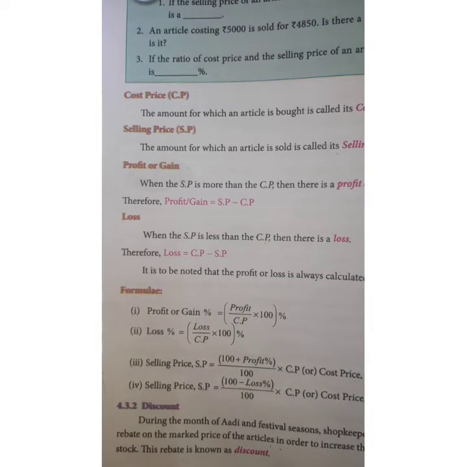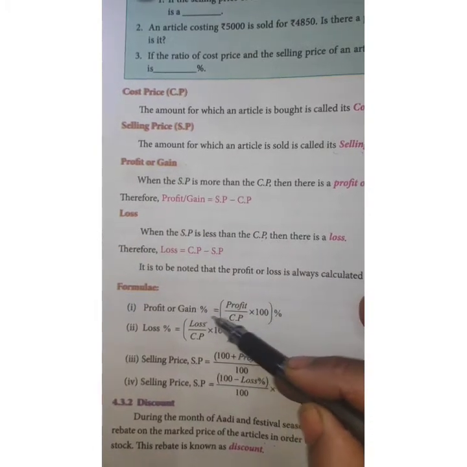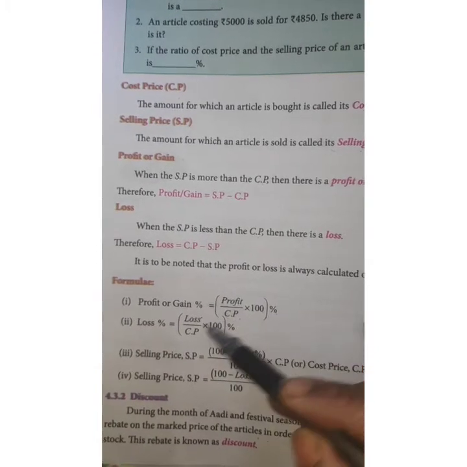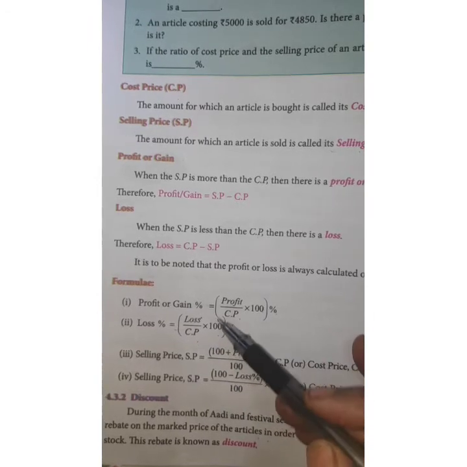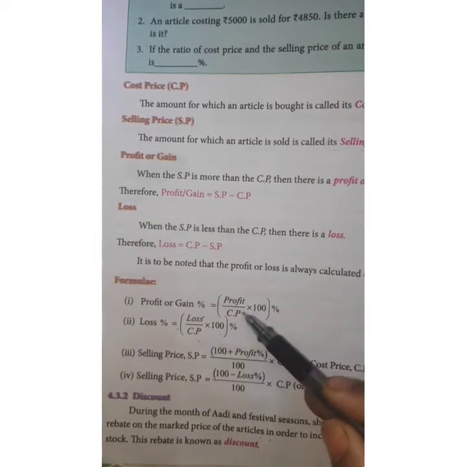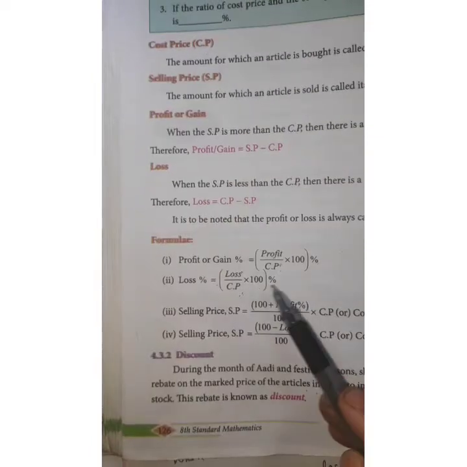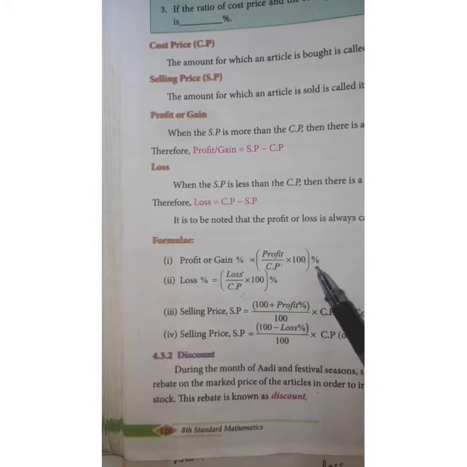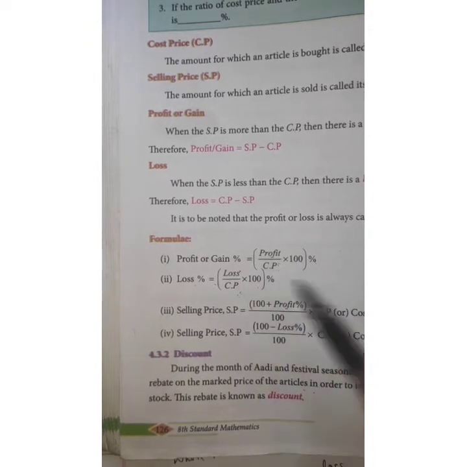Now the formulas. Gain percentage or profit percentage formula equals profit by CP into 100 percent. Loss percentage equals loss by CP into 100 percent. This is very, very important: profit percentage and loss percentage are always calculated on the cost price.